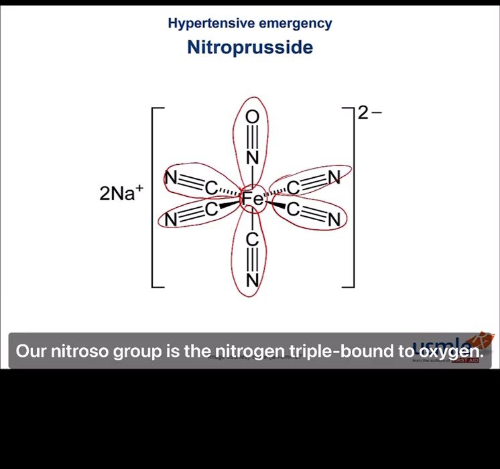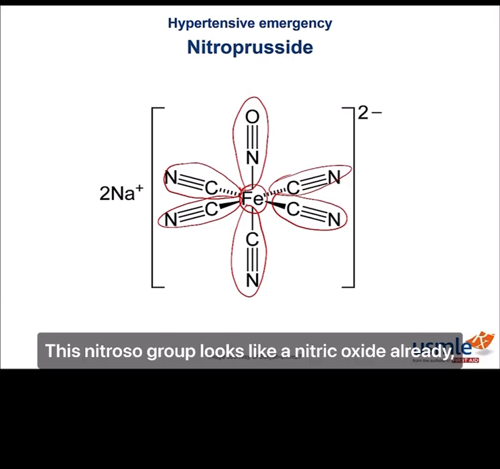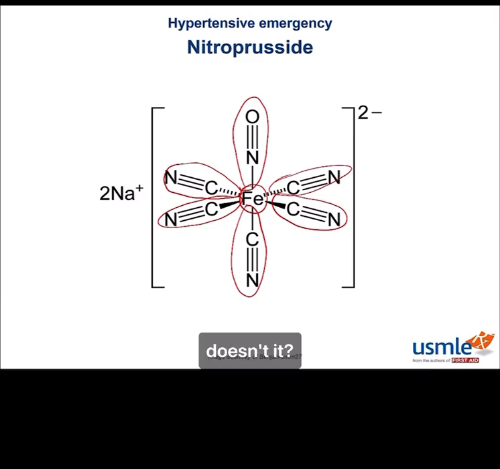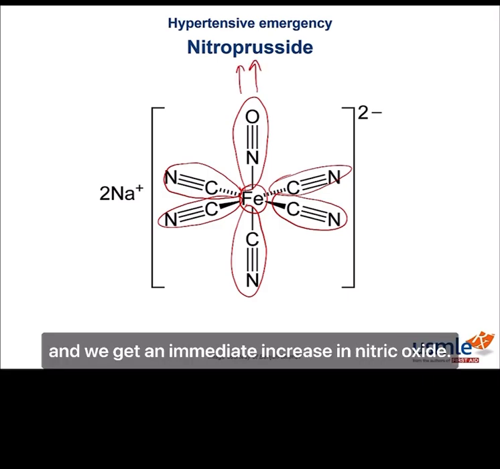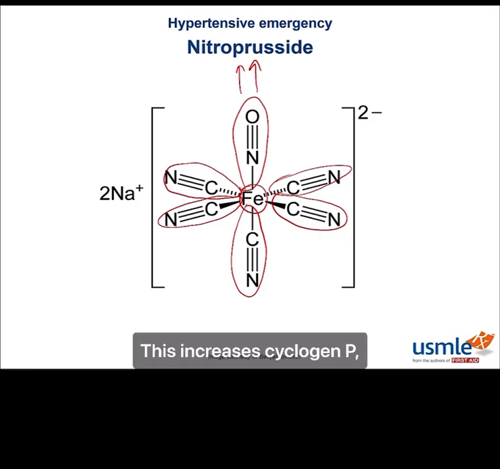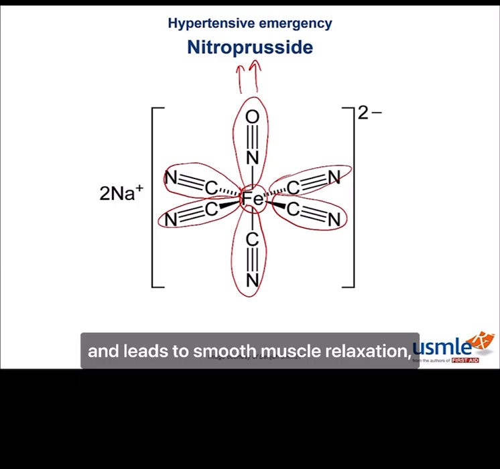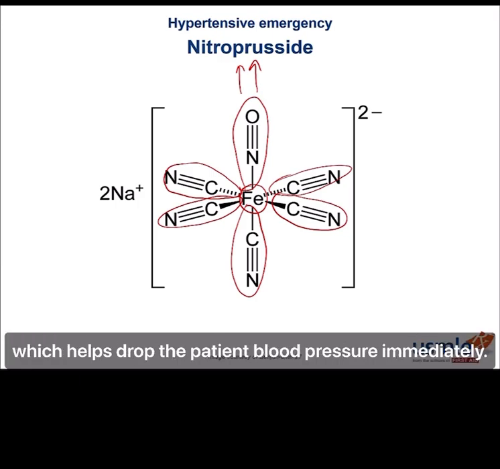Our nitroso group is the nitrogen triple bound to oxygen. This nitroso group looks like a nitric oxide already, doesn't it? It's ready to go. So this is why it acts so fast. This nitroso group pops off and we get immediate increase in nitric oxide. This increases cyclic GMP and leads to smooth muscle relaxation, which helps drop the patient's blood pressure immediately.